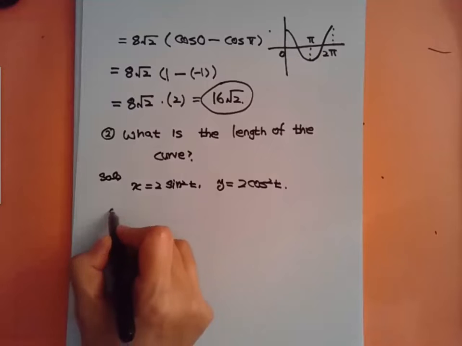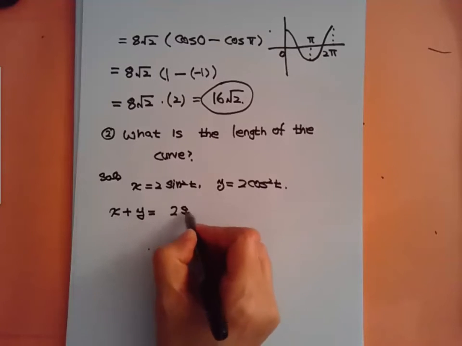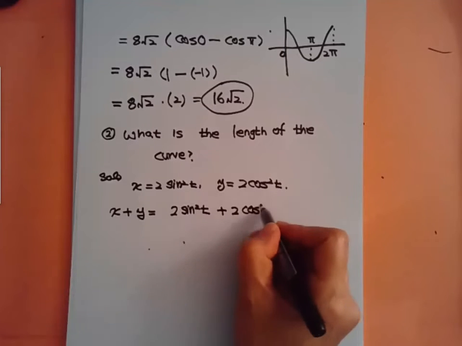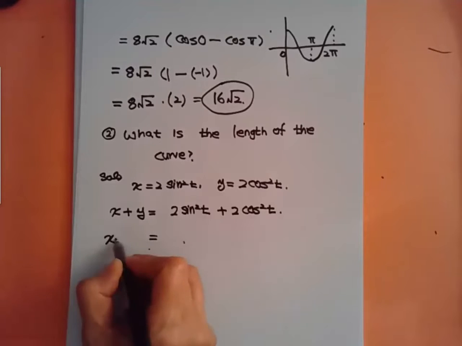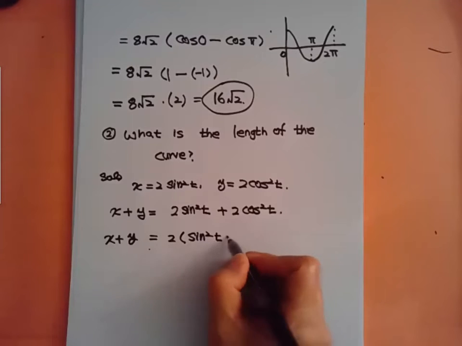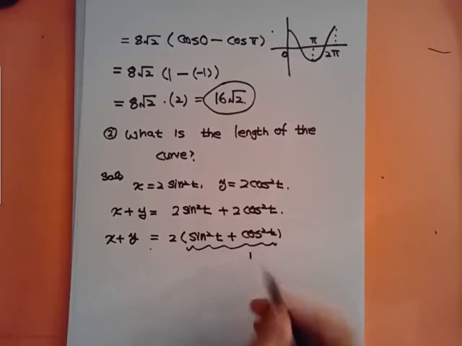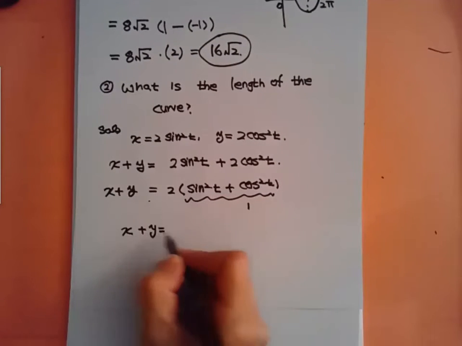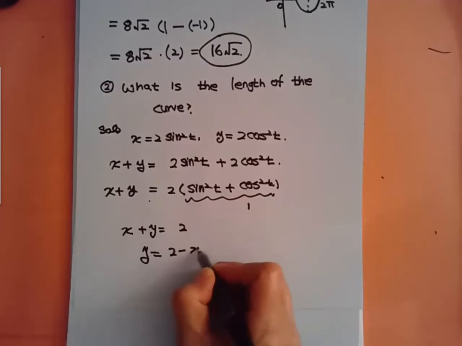So what we notice from here is when we add x and y, it becomes 2 times sine squared of t plus 2 times cosine squared of t. So x plus y is 2 open parenthesis sine squared of t plus cosine squared of t. So this part equals 1. So we end up getting x plus y equals 2. So we can solve for y, then y equals 2 minus x.